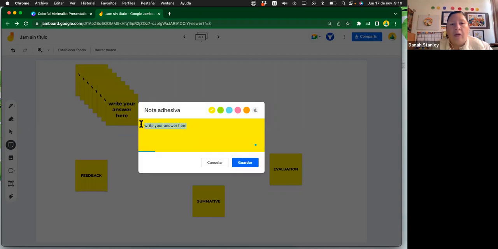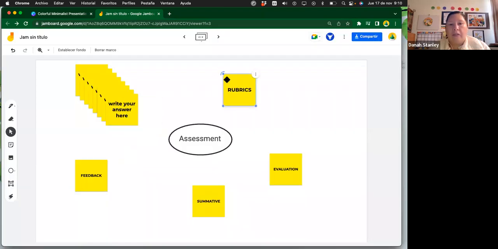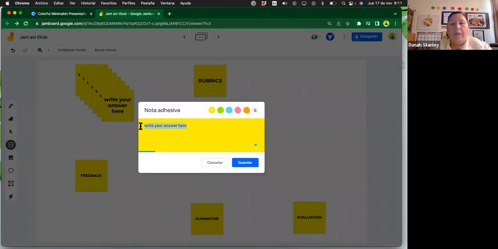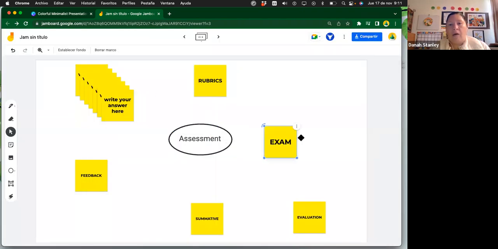In the next module, we are going to practice providing feedback. Excellent. Okay. I'm going to help you with one, and it's a word that I don't like: exam. What would be the difference between an exam and an evaluation?